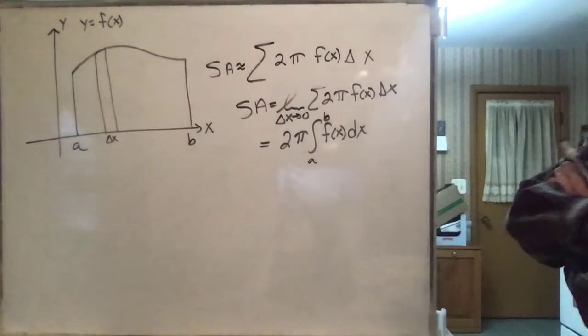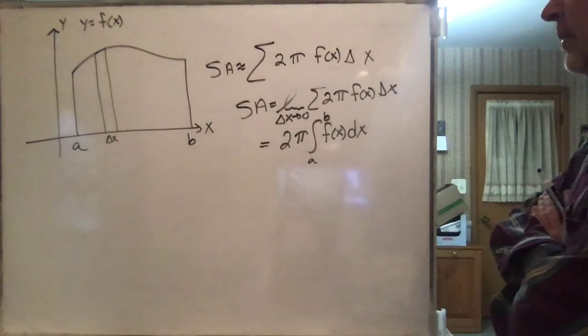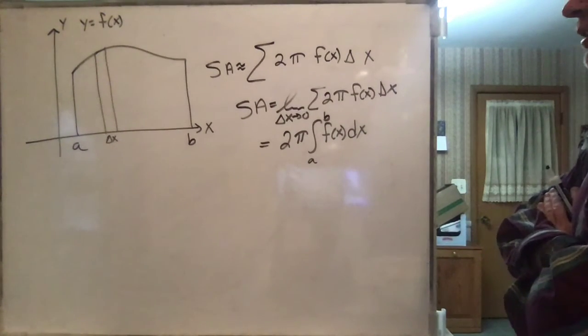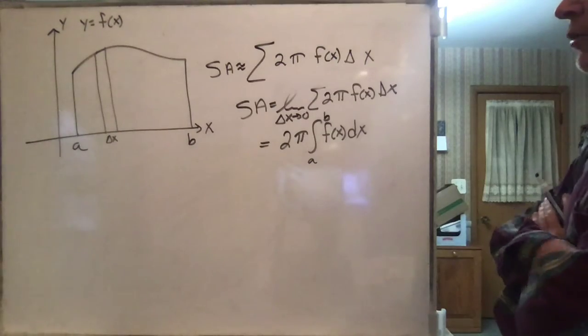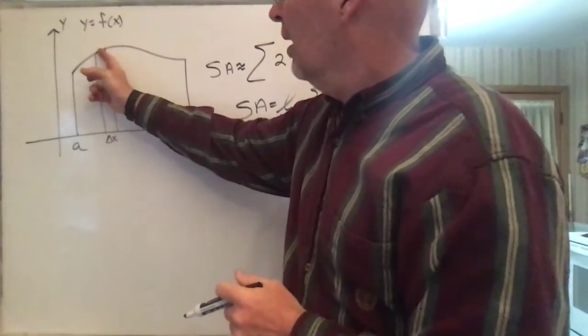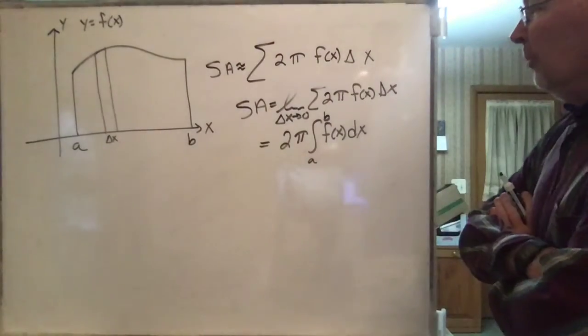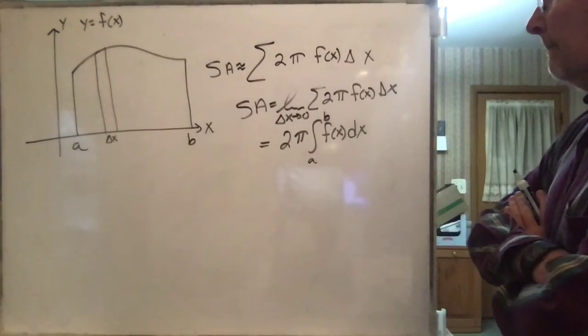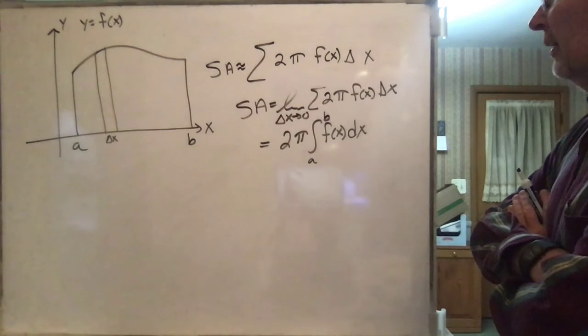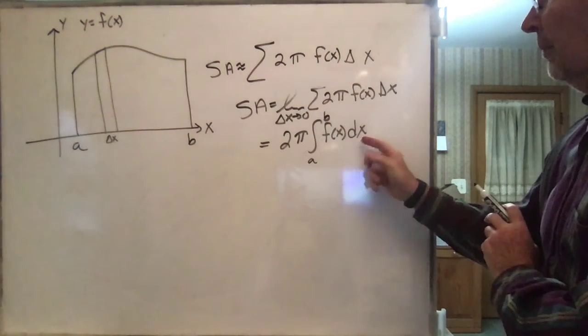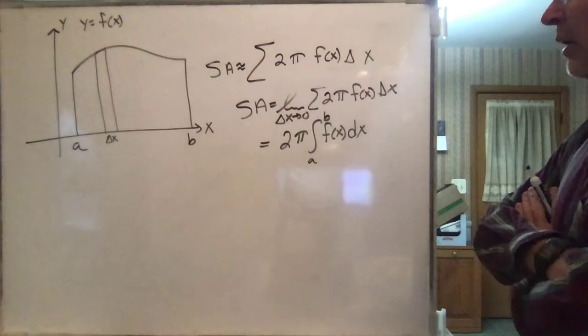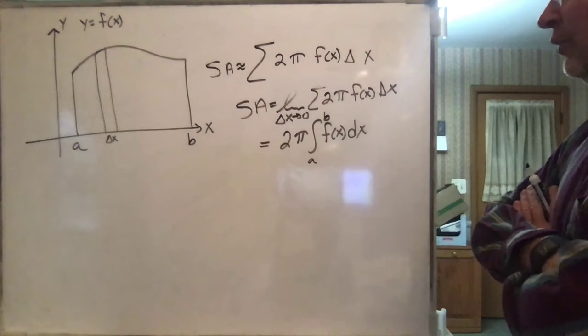Okay? It looks reasonable, doesn't it? Doesn't that look reasonable? 2 pi times the radius gives you the circumference, and you multiply that by your thickness, and you're all set. So what's wrong with that?